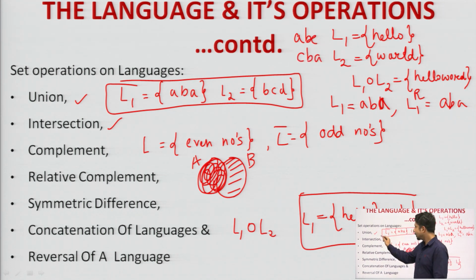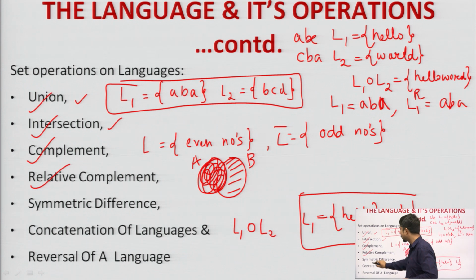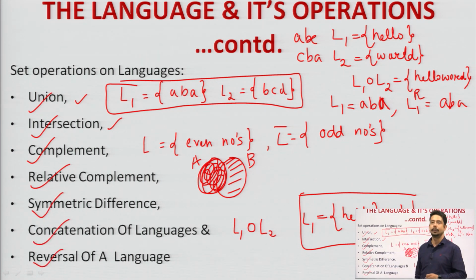So, basically these are all just explanations, but you already know about this. So, the basic set operations on languages are union, intersection, complement, relative complement, symmetric difference, concatenation of two languages and reversal of a language.